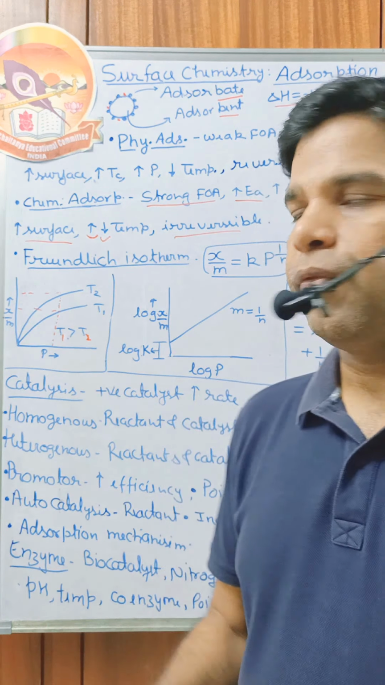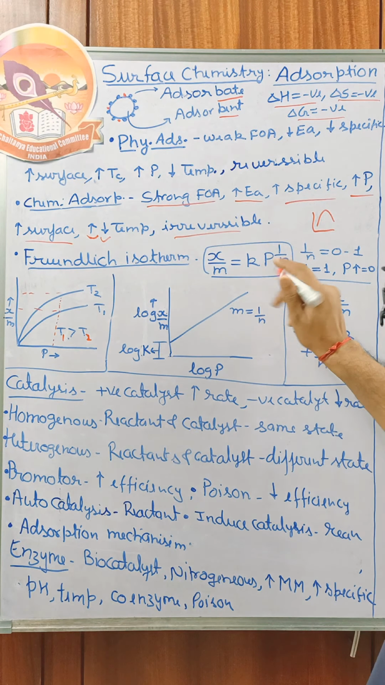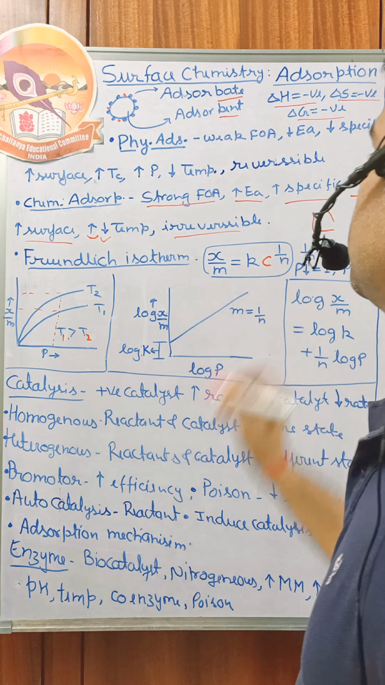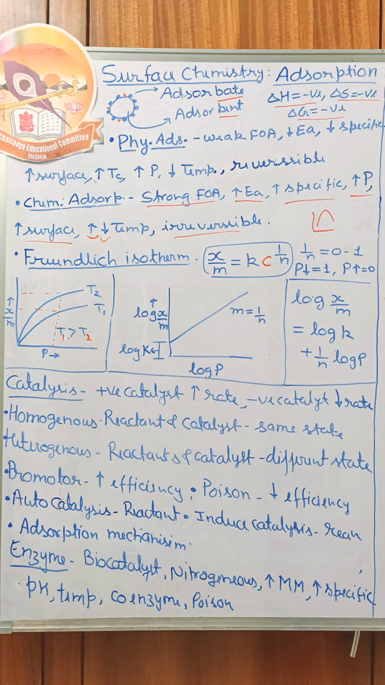In that one, in place of the pressure of the gas, we now have to take the concentration of the solution. All the other things remain approximately the same. x by m is equal to kc power 1 upon n. And then catalysis. Catalysts are substances that increase or decrease the rate of the reaction.